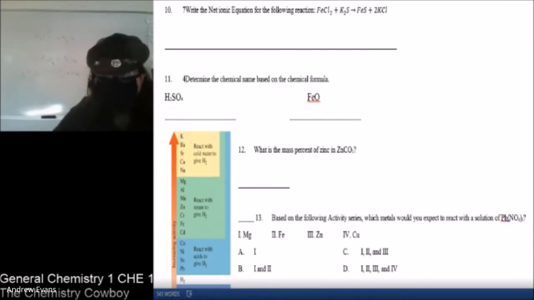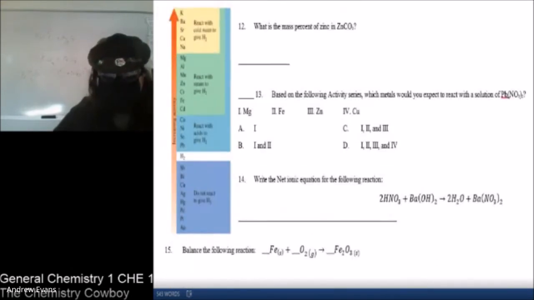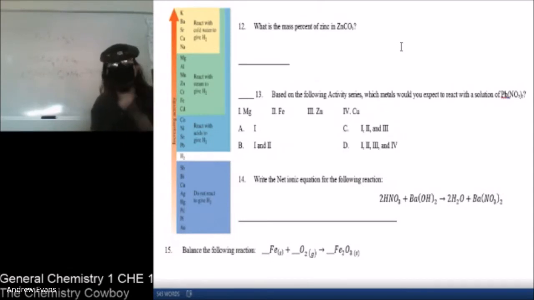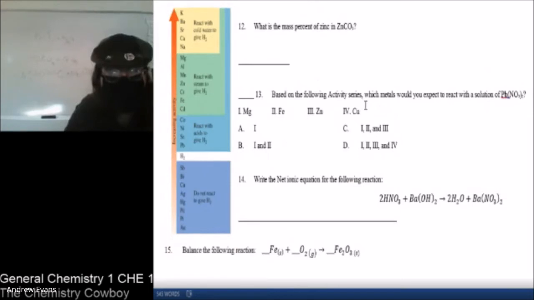Skipping 11, skipping 12. Expected question like 13. Maybe not quite as pretty as this chart, but one where you use the activity series. So when you're working with a solution, every metal above it will react with the metal in the solution. This is something we will actually do in lab today and tomorrow. We will mix metals with metal solutions and try to see which ones react. We will mix them together and see, did something form on the metal? And based on the activity series, certain things should react, certain things should not react.